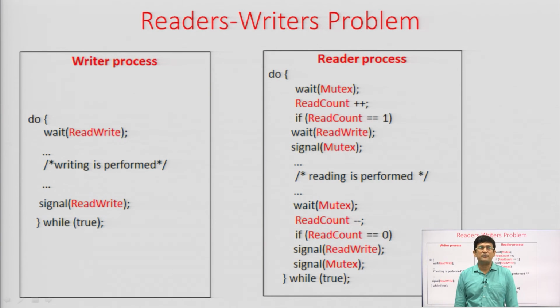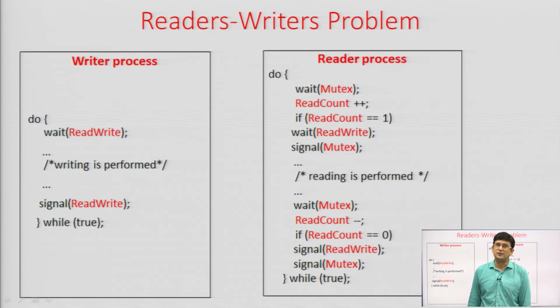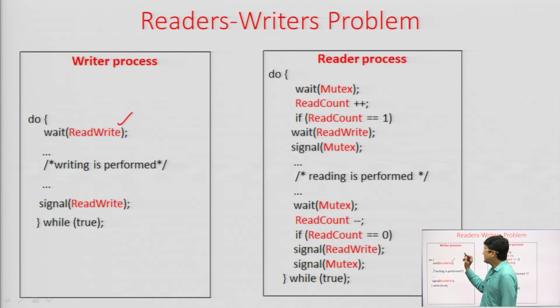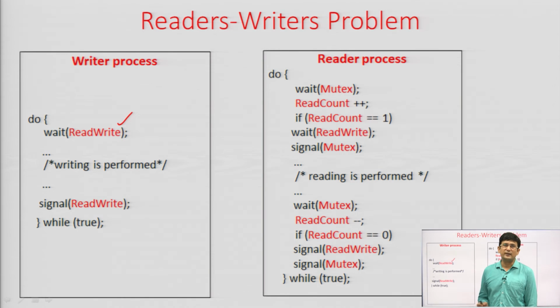So, now first the writer process, what will the writer process do? It will just check if the read write semaphore's value is 1 or 0. If it is 0, it means already someone is writing. So, do not try to write, keep waiting until the other writing operation gets completed. So, wait till read write semaphore value comes to 1. When it comes to 1, it means no one is reading, no one is writing. Enter the critical section and do the write operations.